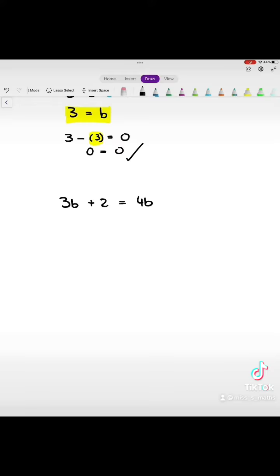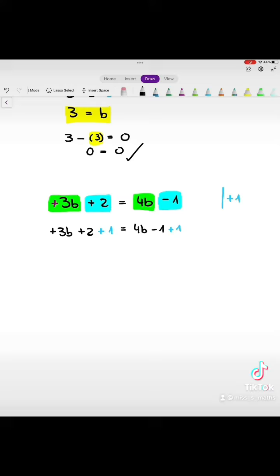Now let's look at this equation. 3b plus 2 equals 4b minus 1. Now this time we have like terms, so b values on both sides of that equal sign. And we also have number values on both sides. Let's try and bring the number values on one side first. So we have plus 1 on both sides, which means we now have 3b plus 3 equals 4b.